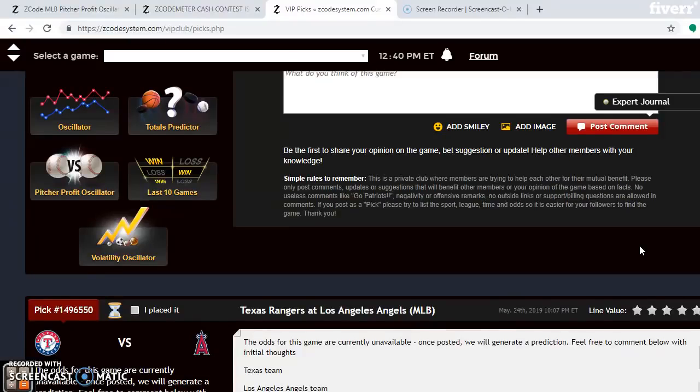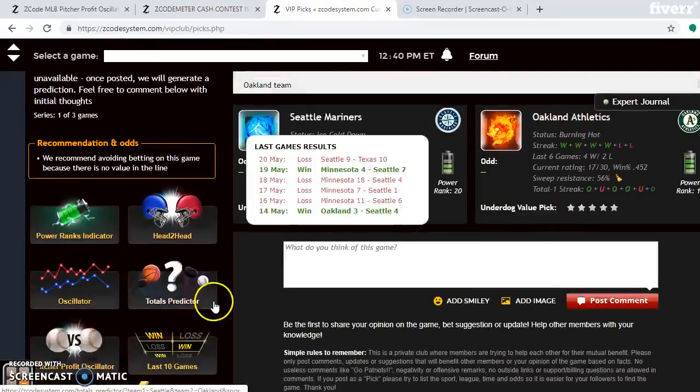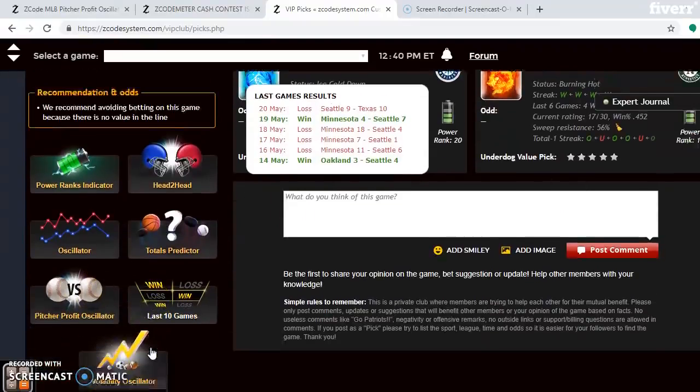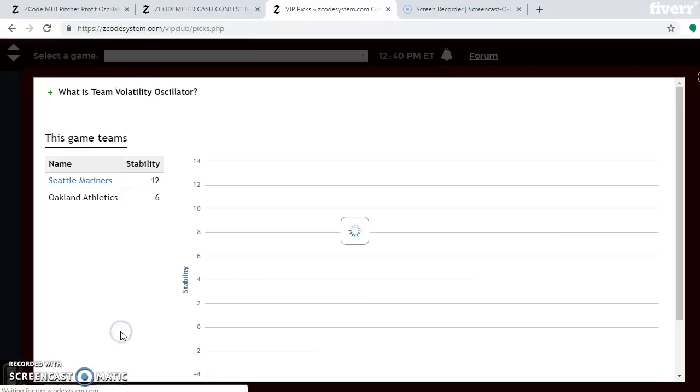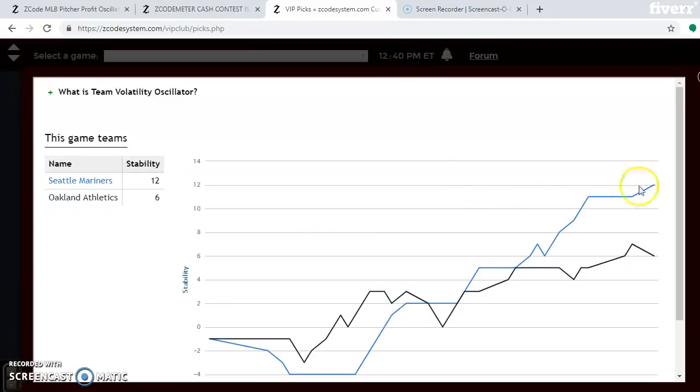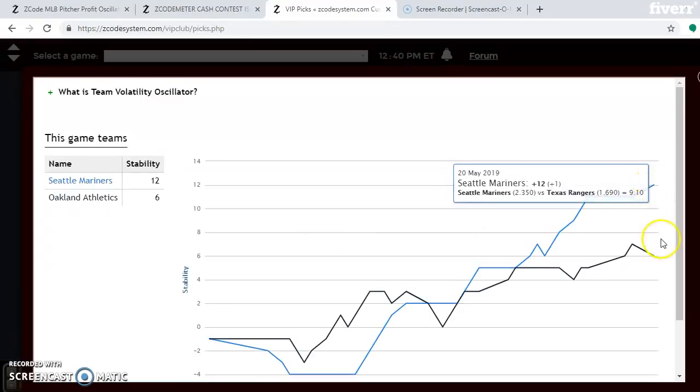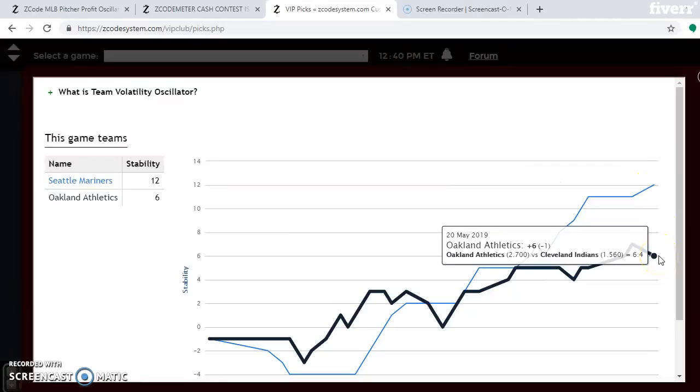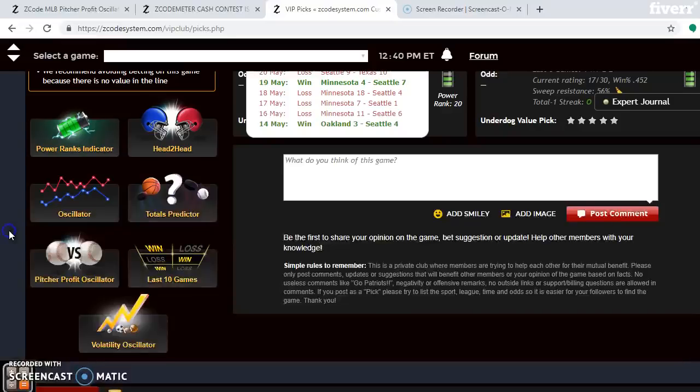If you look at, let's take a look at the volatility oscillator, which we always like to do. Seattle is at plus 12. Oakland is at plus 6. Both teams are relatively stable, so consider the favored underdog status in this one when betting.